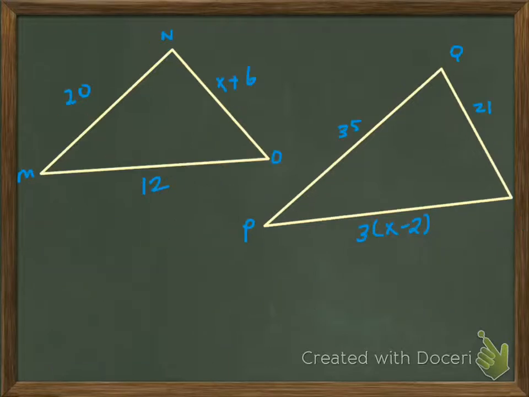Okay, let's look at a different type of example. Here, what we want to do is make triangle MNO similar to triangle PQR. We're going to force that similarity. Okay, well, the first thing I want to do is look for two sides that are together that we know.